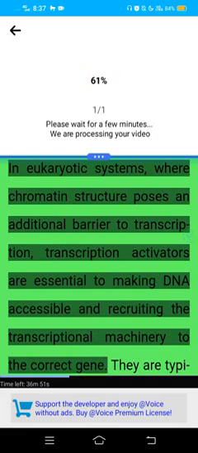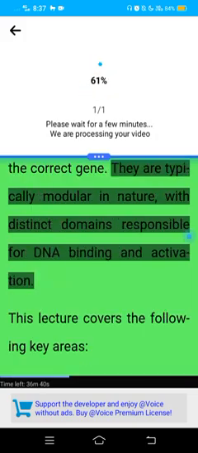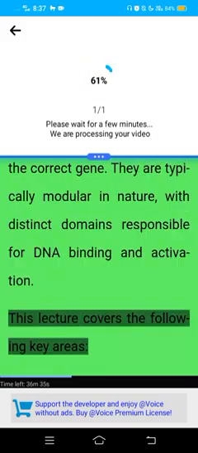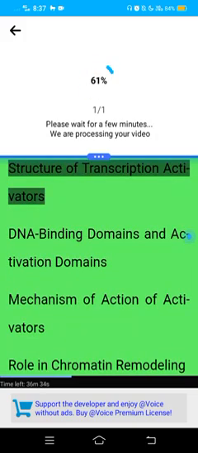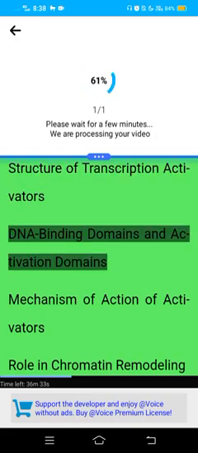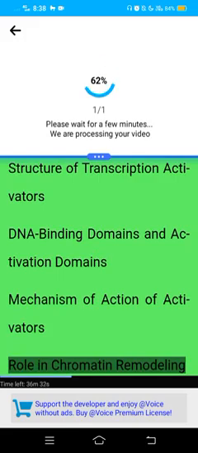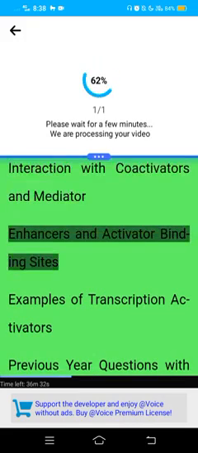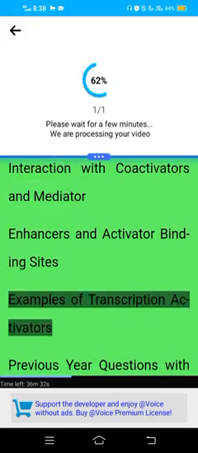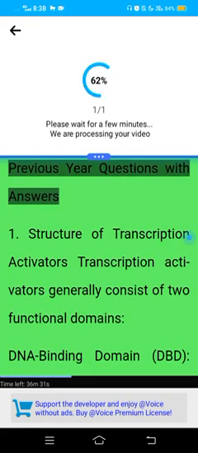In eukaryotic systems, where chromatin structure poses an additional barrier to transcription, transcription activators are essential to making DNA accessible and recruiting the transcriptional machinery to the correct gene. They are typically modular in nature, with distinct domains responsible for DNA binding and activation. This lecture covers the following key areas: structure of transcription activators, DNA binding domains and activation domains, mechanism of action of activators, role in chromatin remodeling, interaction with coactivators and mediator, enhancers and activator binding sites, examples of transcription activators, and previous year questions with answers.